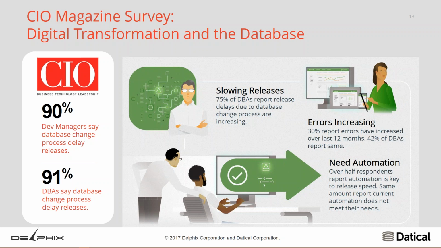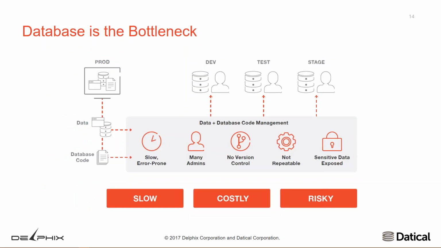But the really scary part, outside of that agreement, was that errors are increasing. Because the number of changes is going up, they're spending less time on manual review, and that's leading to increased errors. That's not good. And then finally, they said, look, we need automation, and the stuff that we have today is not working. So I think Adam's going to lay out exactly, from a tech perspective, why the database is the bottleneck.